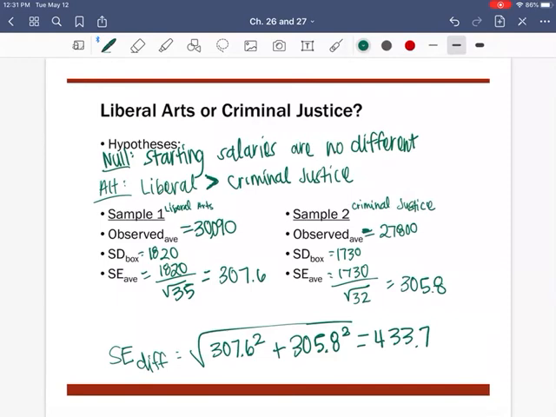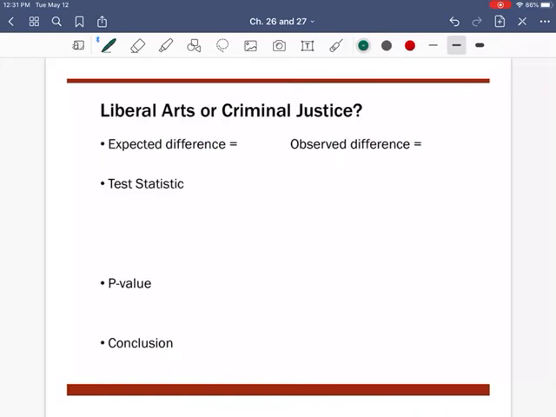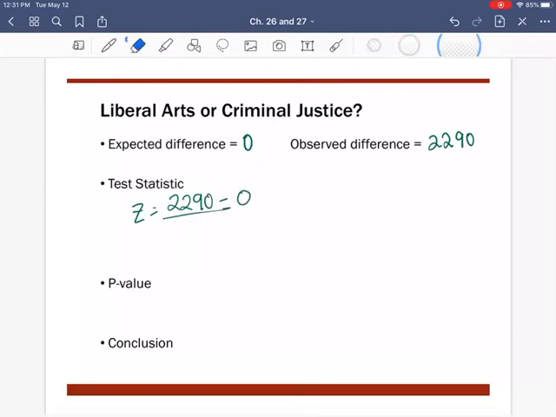Let's quickly calculate the observed difference while we're on this page. So we're going to do 30,090 minus 27,800. So this observed difference is 2290. We would expect a difference of 0. There actually is a difference of 2,290. So Z is equal to our observed difference minus our expected difference over our standard error difference.